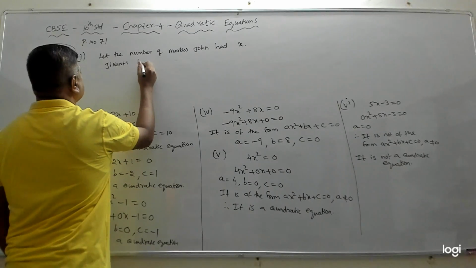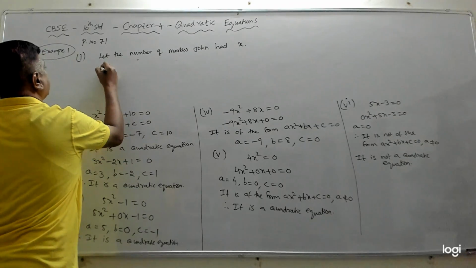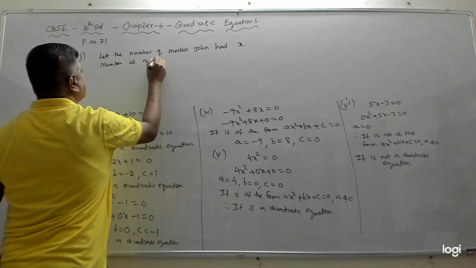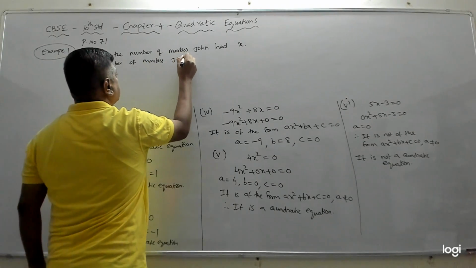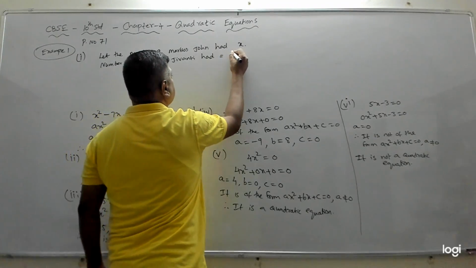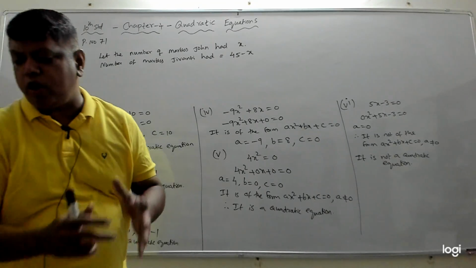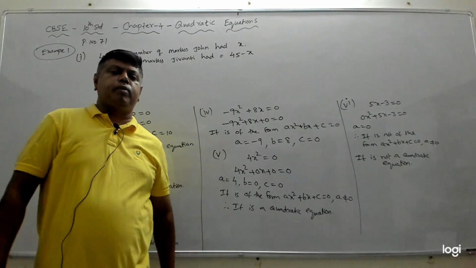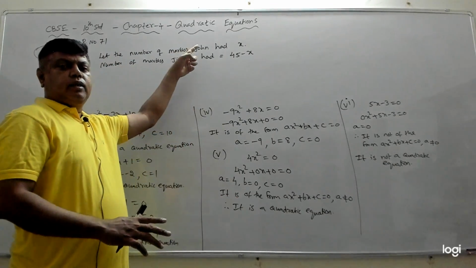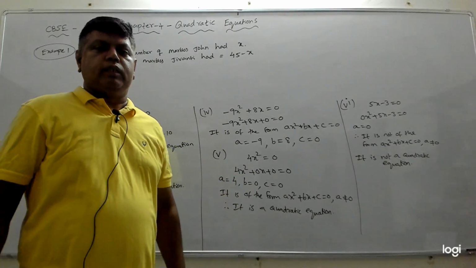had a number of marbles. Number of marbles Jivanti had would be how much? Would be equal to 45 minus X. How 45 minus X? Because they say John and Jivanti together have 45 marbles. So together they have 45 marbles. John has X. So Jivanti will have how much? 45 minus X. The remaining number of marbles she will have.